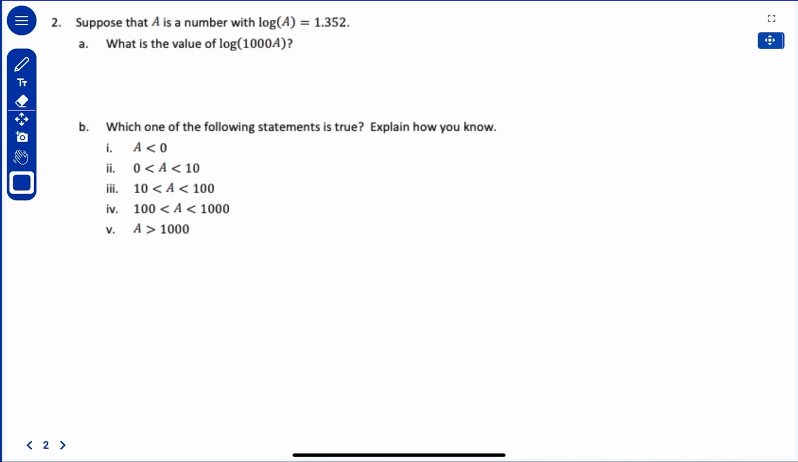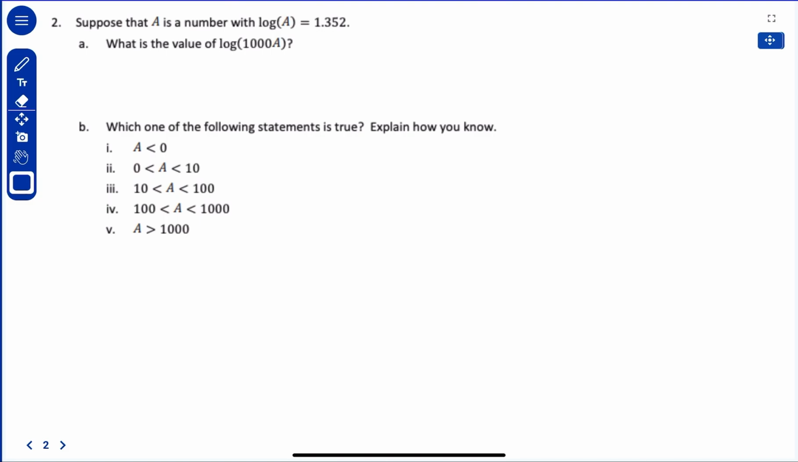All right, number 2, or page 2, sorry. Well, it is number 2. Page 2, number 2. It says, suppose that A is the number with log of A equals 1.352. Now, it says, what is the value of log 1000A? Log 1000 times A. What's that going to be?